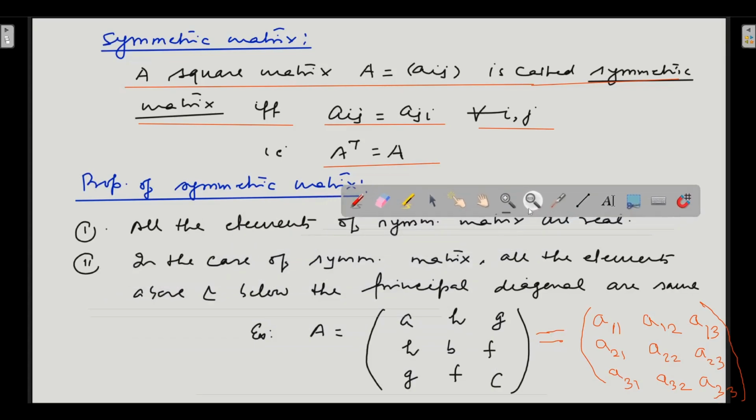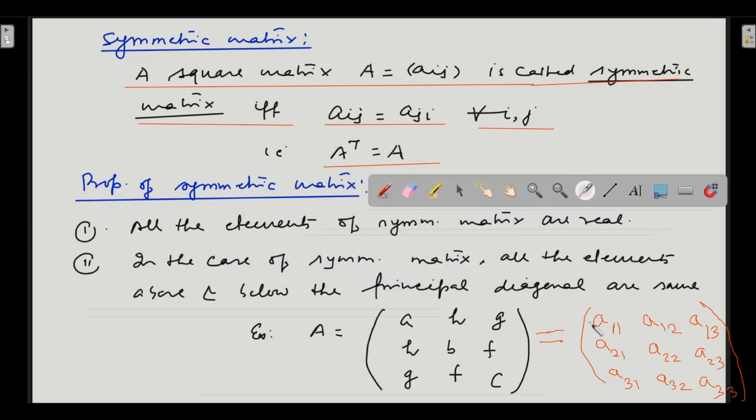Now let us have a look at this definition and let us try to fit the definition with an example so that it becomes very convenient to understand. Have a look at this matrix. The elements are A, H, G, H, B, F, G, F, C. This element corresponds to A11, A12, A13, A21, A22, A23, and then A31, A32, and A33.